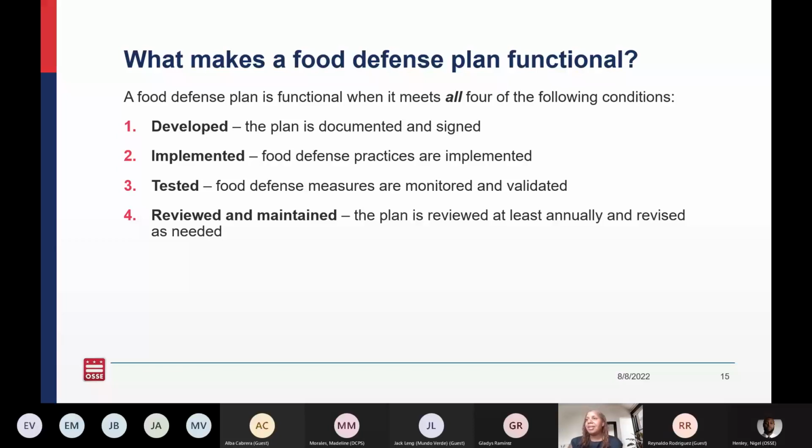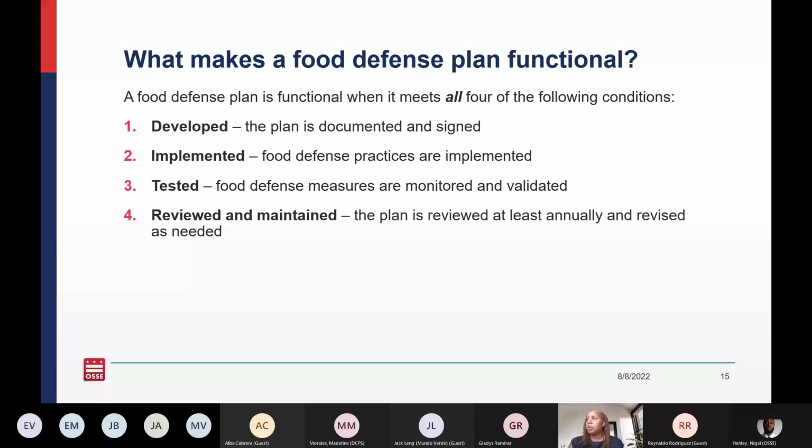The next step is to test the mitigation strategies and the protective measures. The food defense plan should be tested annually. And testing your plan can be as simple as verifying that food defense practices that you have in place, such as locks on equipment and cameras, are functional.